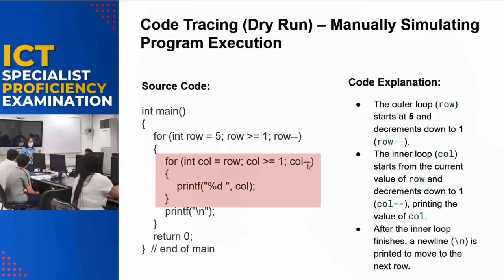And then it decrements. So col minus minus. So meaning if it starts with 5, 5, 4, 3, 2, 1. So if it's true, then i-execute niya ang code na to sa loob. But if it's false, then execute niya to, then go back again to the top. Now, after the inner loop finishes, a new line or \n is printed to move to the next row.